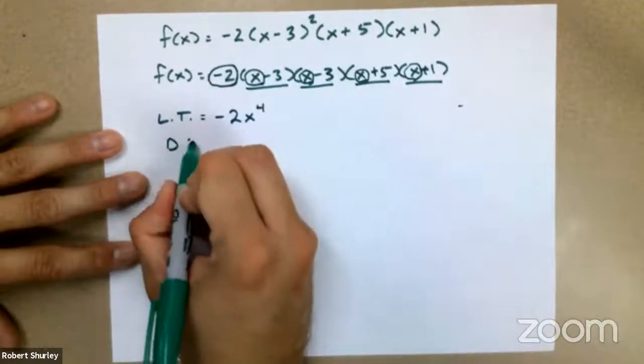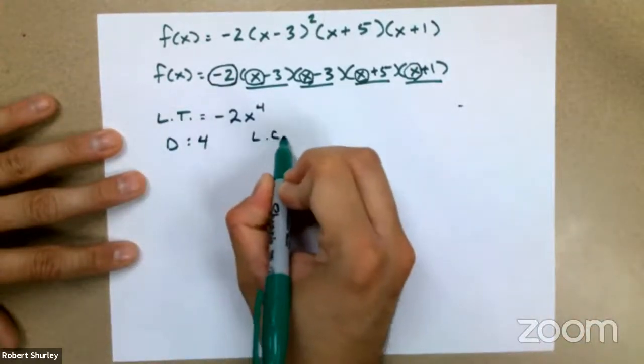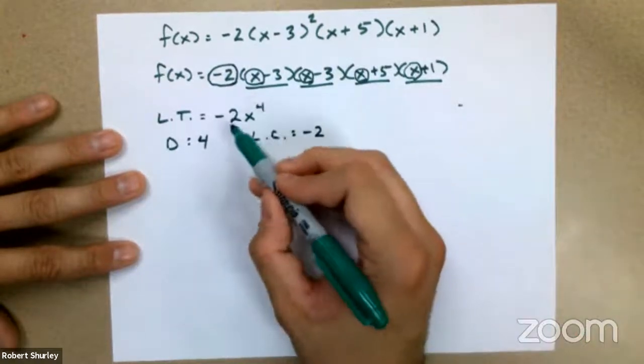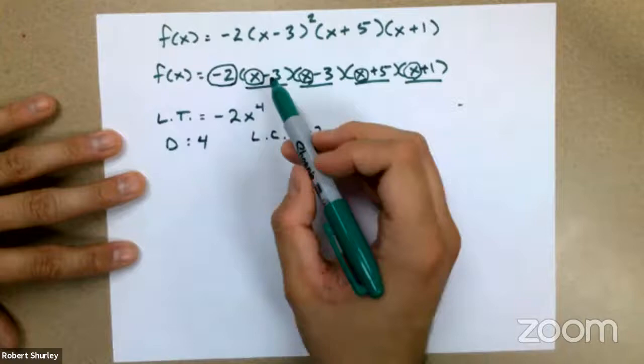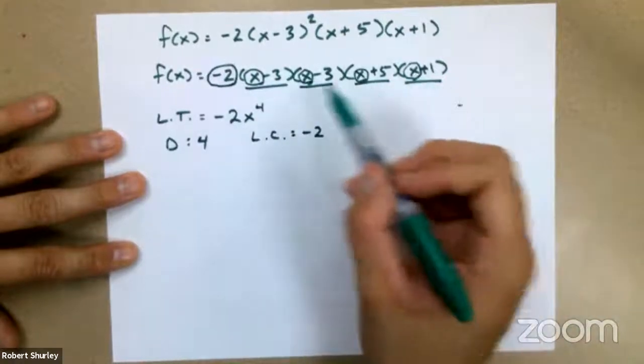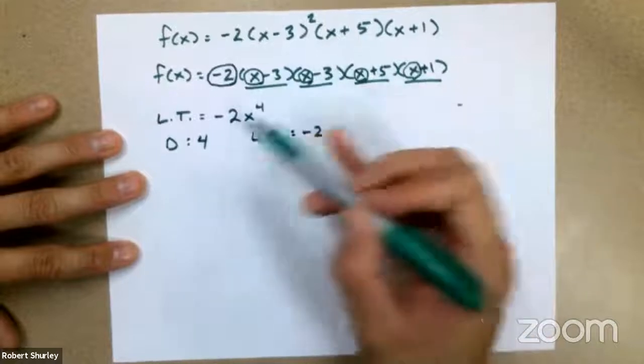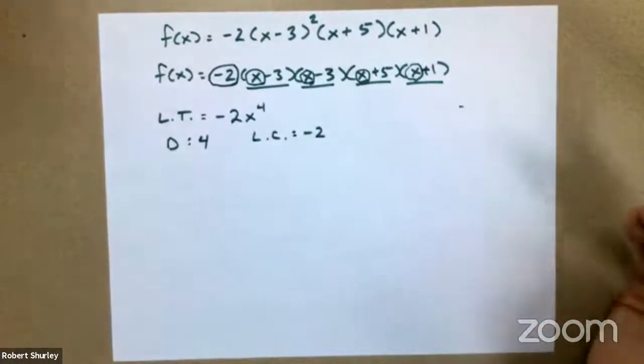And notice our degree is 4. Our leading coefficient is negative 2, okay? Degree is 4. Leading coefficient is negative 2. And notice 1, 2, 3, 4 factors that contain an x. That's not a coincidence. 4 factors that contain an x, and our degree winds up being 4.